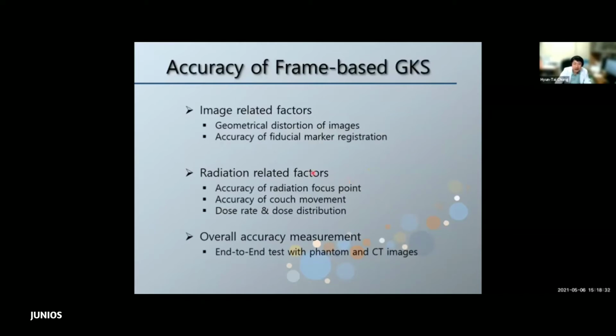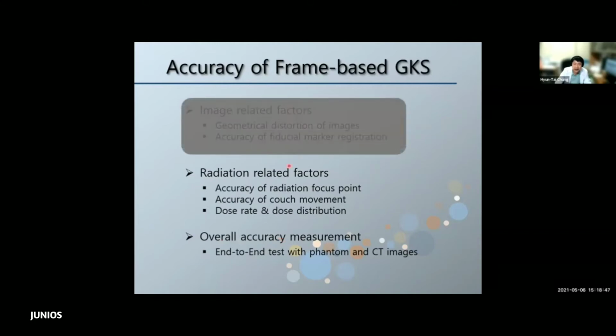So in order to check the accuracy of frame-based GKS, we need to see the image-related factors, radiation-related factors, and finally, we need to perform overall accuracy measurement. In this presentation, I will not handle the image-related factors and will focus on radiation-related factors and overall accuracy measurement.